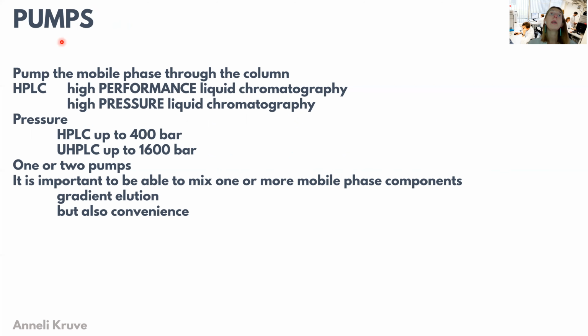This mobile phase is then pumped by the pumps, and pumps are an extremely important part in the HPLC because they guarantee that the mobile phase is flowing through the system, through the column at the designated flow rate, so the flow rate that we want to use.